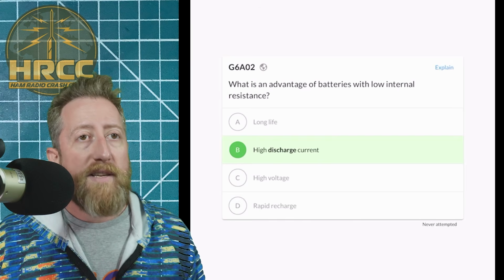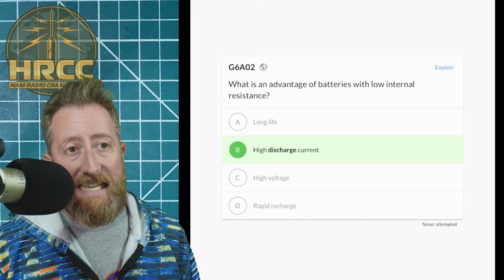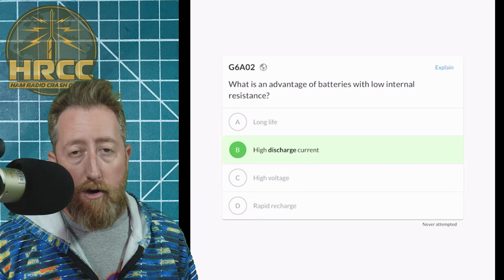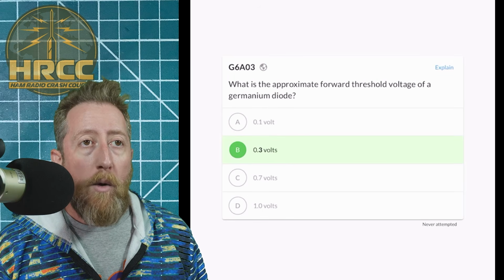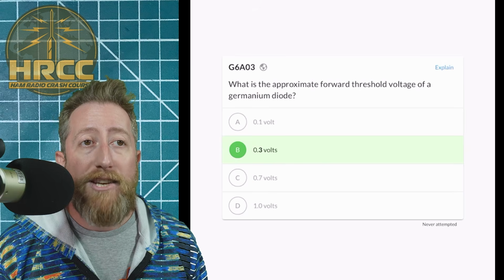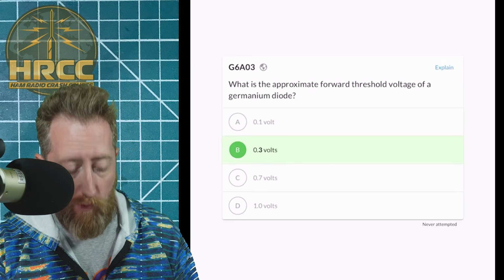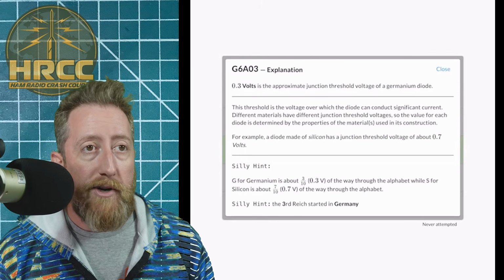Question 2, what is an advantage of batteries with low internal resistance? And it is high discharge current. Question 3, what is the approximate forward threshold voltage for a germanium diode? And it is 0.3 volts. I think we're going to get to a fun one.